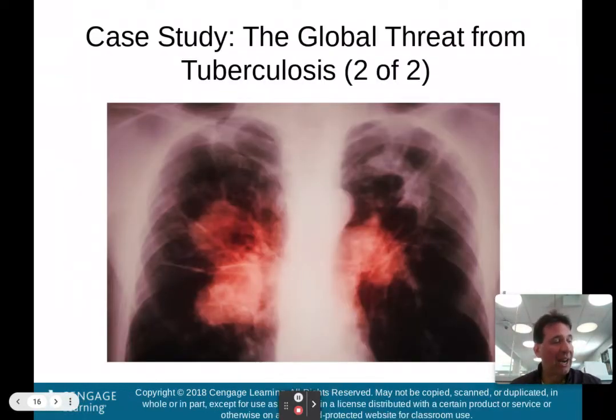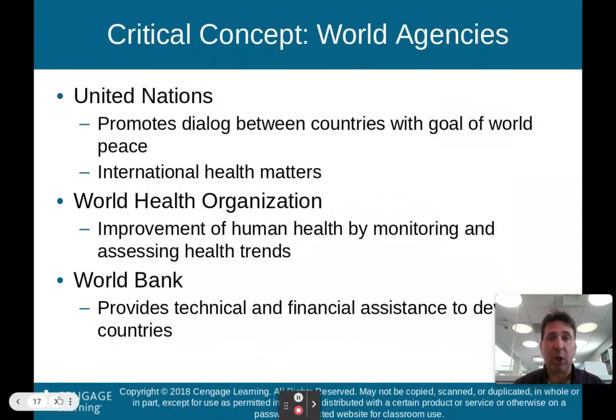And you'll notice what it does to the lungs here. Red areas are where the tuberculosis bacteria has destroyed lung tissue. So you can see, obviously, if it destroys your lung tissue, you won't be able to breathe. You won't be able to get the oxygen into the blood, and then unfortunately, your body will shut down and you will die. So obviously, major impacts from tuberculosis.